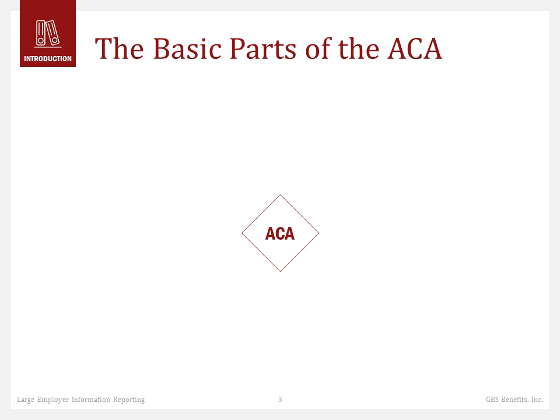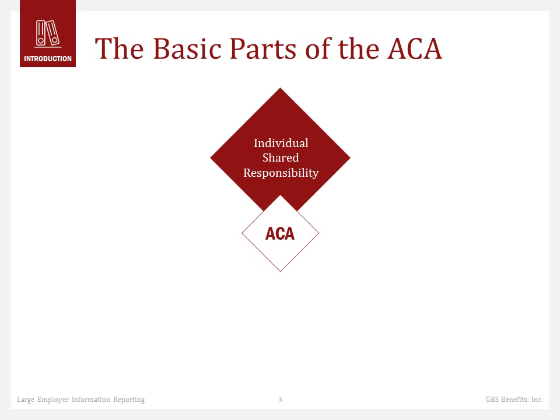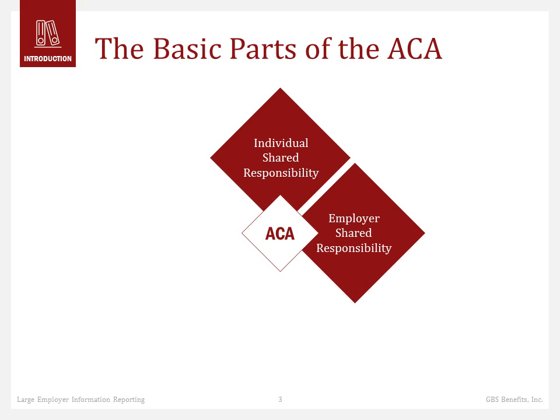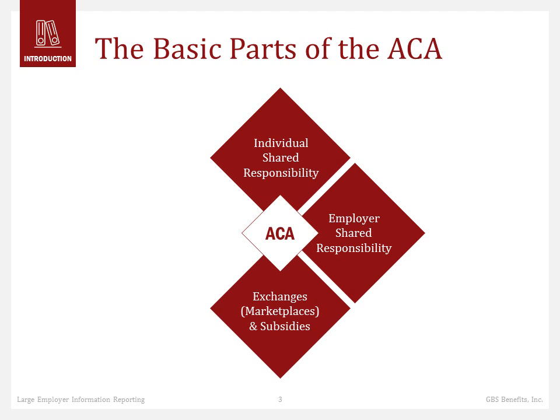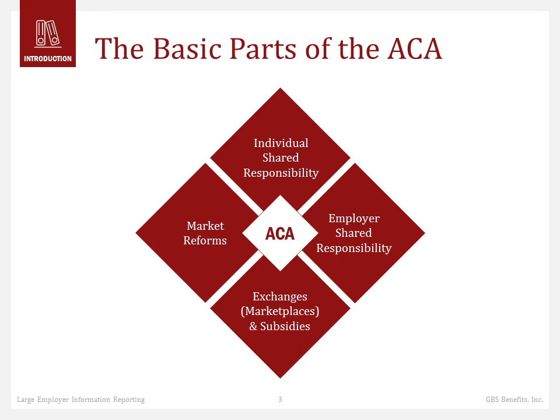So first of all, it's important to understand the basic parts of the ACA. First, there's individual shared responsibility provisions, employer shared responsibility provisions. Both of these are sometimes referred to as individual mandate and employer mandate. And then exchanges, also referred to as marketplaces, and the subsidies that some individuals and families will qualify for. And then finally, market reforms.